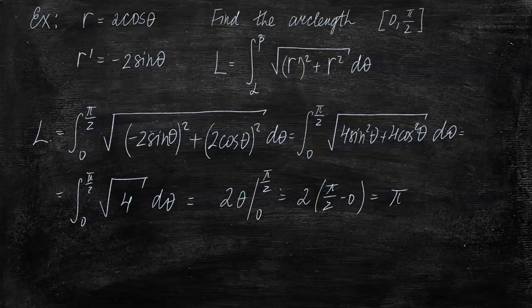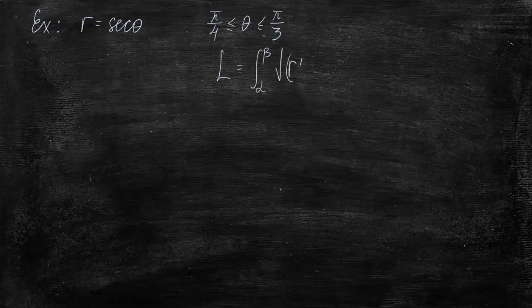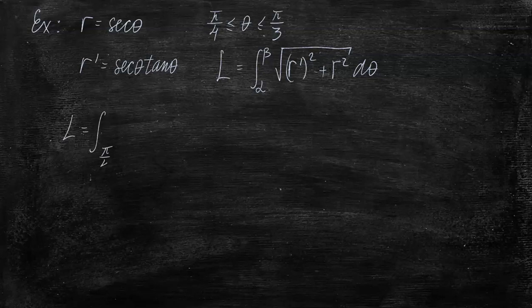So let's try another example. Let's find the arc length of r equals secant theta for these values of theta. We're going to use this formula. Again, we got this formula from considering the parameterization of the curve. So this is where we use our knowledge of parametric equations. Let's find the derivative. The derivative of secant is secant theta tangent theta. Now we evaluate this setup first, then evaluate this integral.